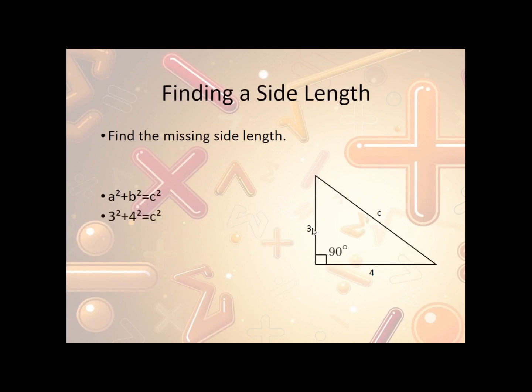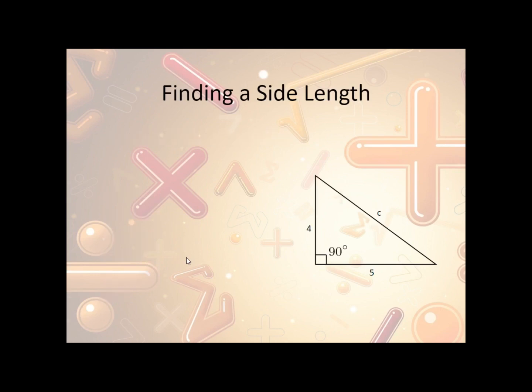And so we plug in a is 3, b is 4, so we have 3 squared plus 4 squared is equal to c squared. So 3 squared is 9, 4 squared is 16. When we add those together, we get 25. So 25 is equal to c squared. Now, what is the square root of 25? Well, the square root of 25 is 5. So c is equal to 5.